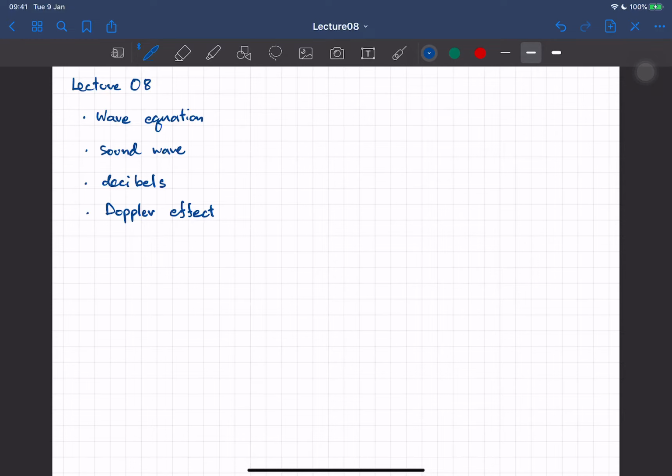All right. Today we're gonna continue talking about waves, obviously, and we're gonna wrap up the mathematics of waves a little bit with the wave equation, and then we're gonna start talking specifically about sound waves, which is pretty important because that's something you encounter every day, right? So, sound waves. Let's start first with the wave equation.